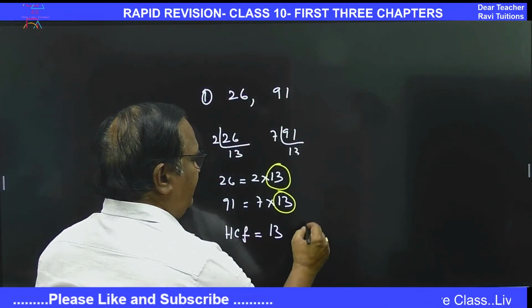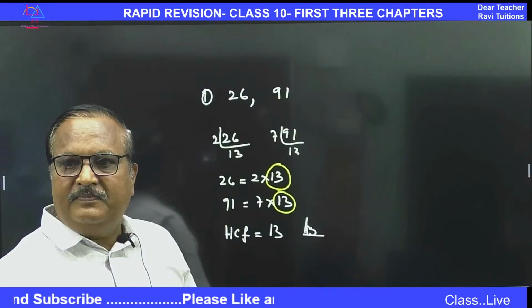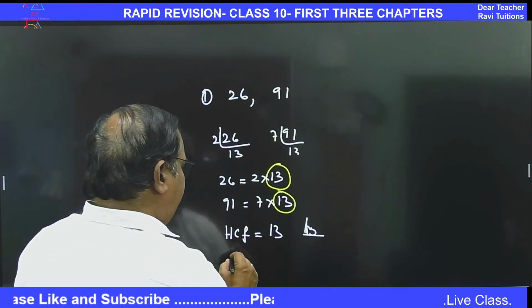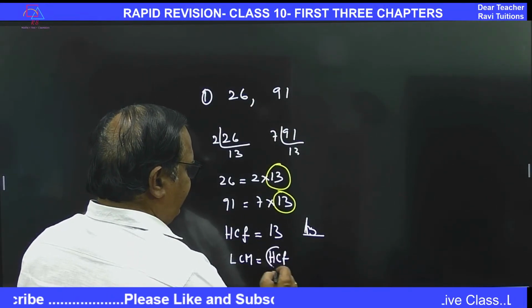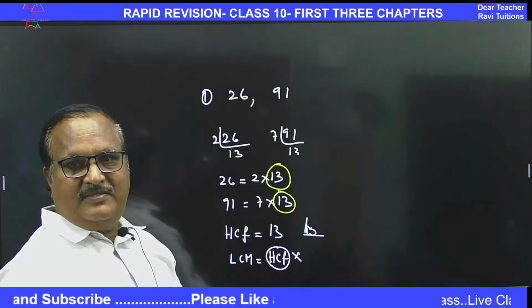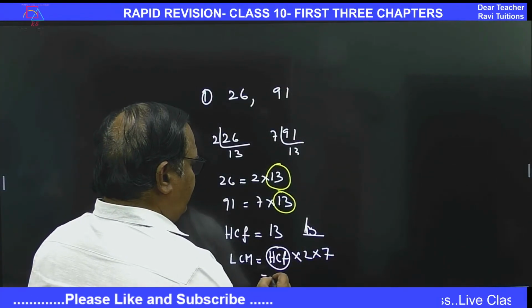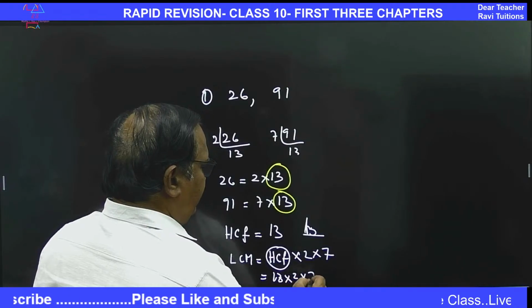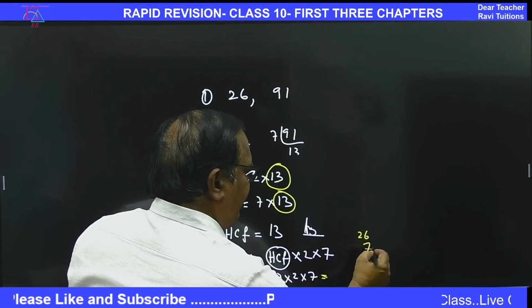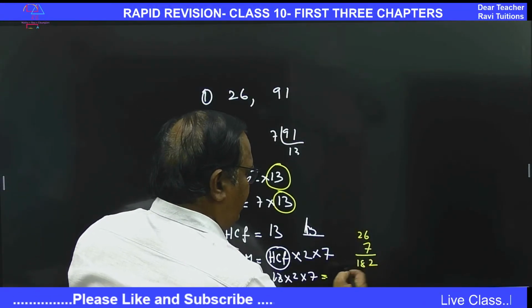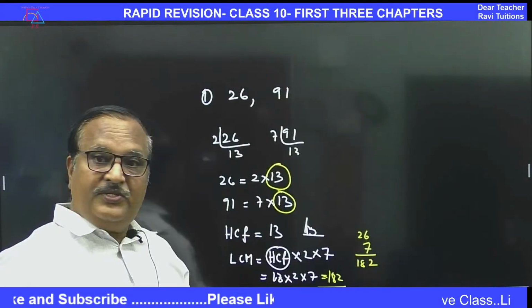The first part is over; we got the HCF. Now LCM. What is LCM? LCM is equal to first the HCF, HCF into the remaining factors. So what are the remaining factors? 2 is there, 7 is there. So it is 13 into 2 into 7. How much is this? 26 into 7, 182. So LCM is 182.